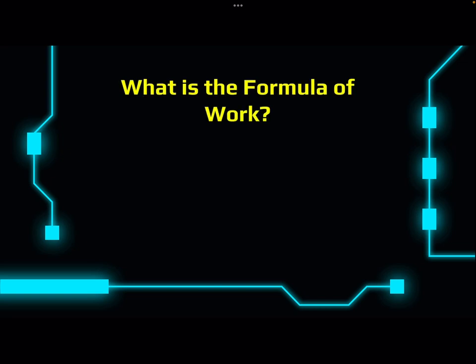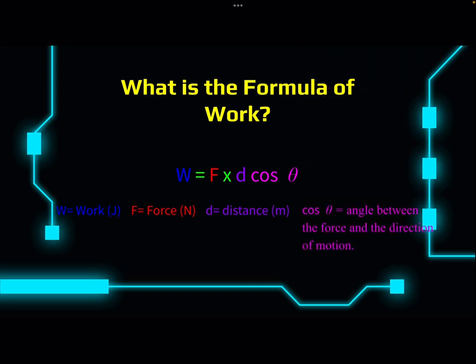What is the formula of work? The formula of work is W equal F times D cosine theta, where W is work, which is in joules, F is force, which is in newtons, D is distance, which is in meters, and theta is the angle between the force and the direction of motion.